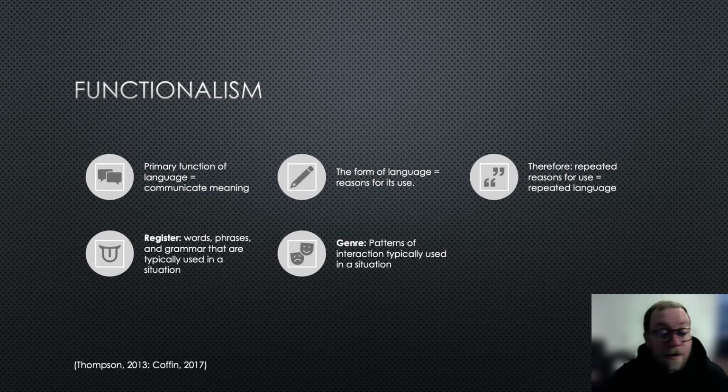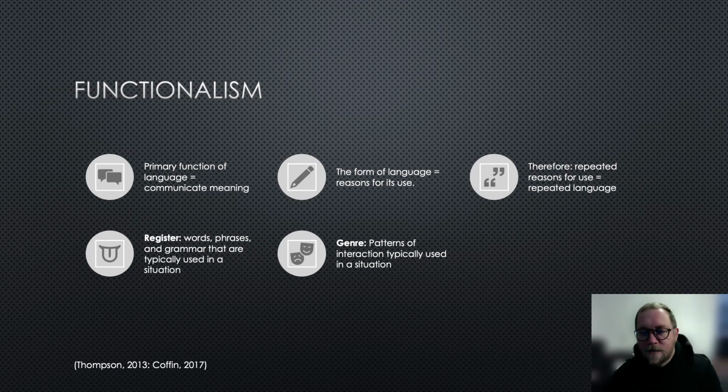Functionalism is a theory of language. The starting point for this theory is that the primary function of language is communicating meaning, and that the form of language can be explained by examining the reasons for its use. Functionalism views language as a means to address social needs.